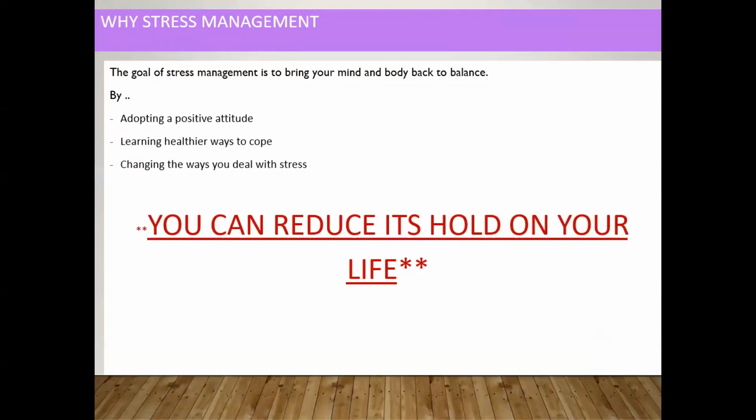balance. Yes, so maybe you can't get rid of the stress, but you can organize things in your own life that can help you to deal with the stress levels that you're experiencing. So three basic areas that stress management looks at is adopting a positive attitude, learning healthier ways to cope, and changing the way you deal with stress. So it is possible for you to reduce the hold that stress has on your life.